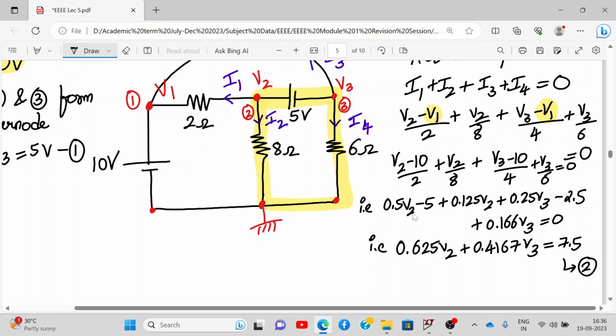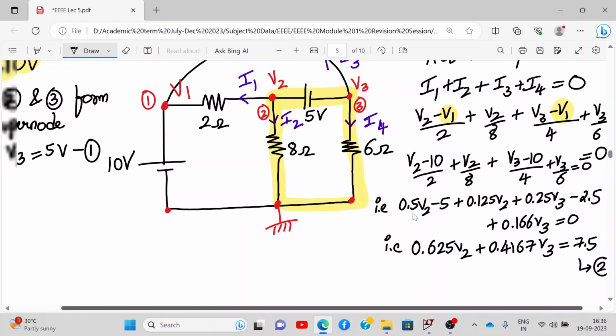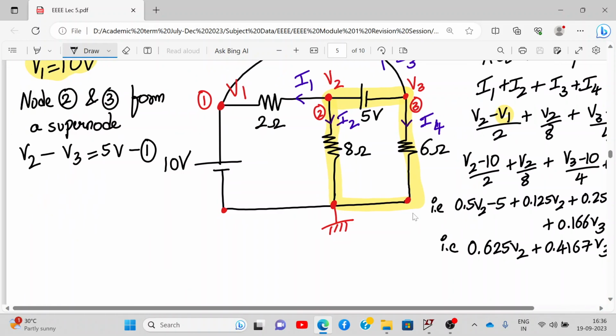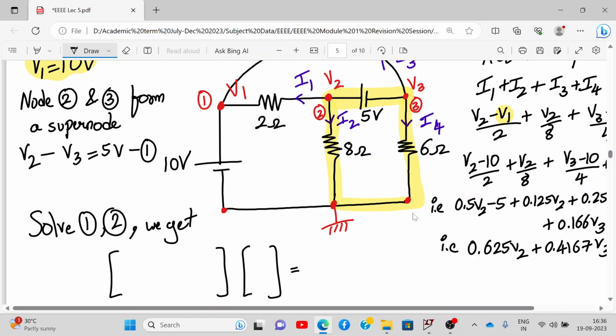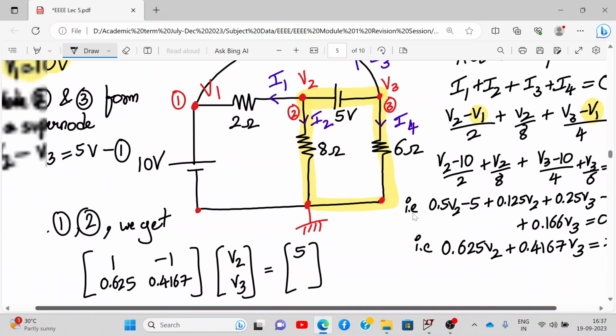Alright. So equation number 1 and 2 is enough to solve your V2 and V3, because there are only two unknowns now. So let me write it in the matrix form, and first let us solve equation number 1 and 2. So we have voltages V2 and V3. So V2 coefficient is 1, this is -1, and this is 5. Here it is 0.625 and this is 0.4167, and here we get it as 7.5.